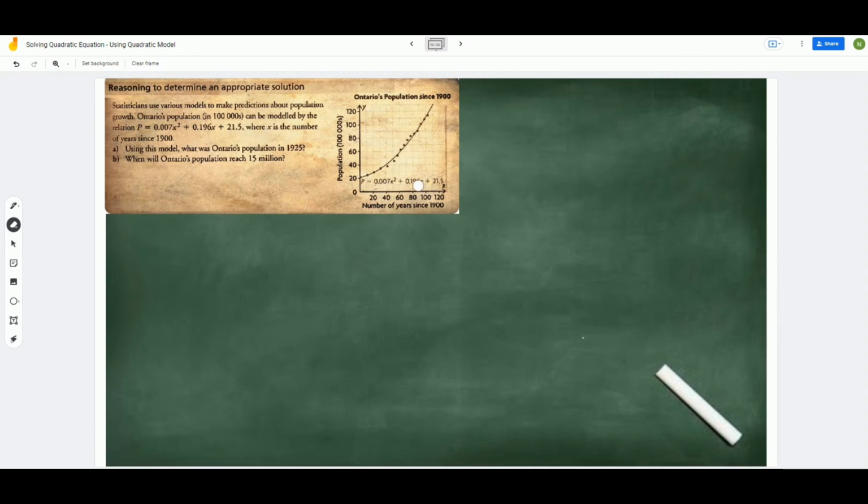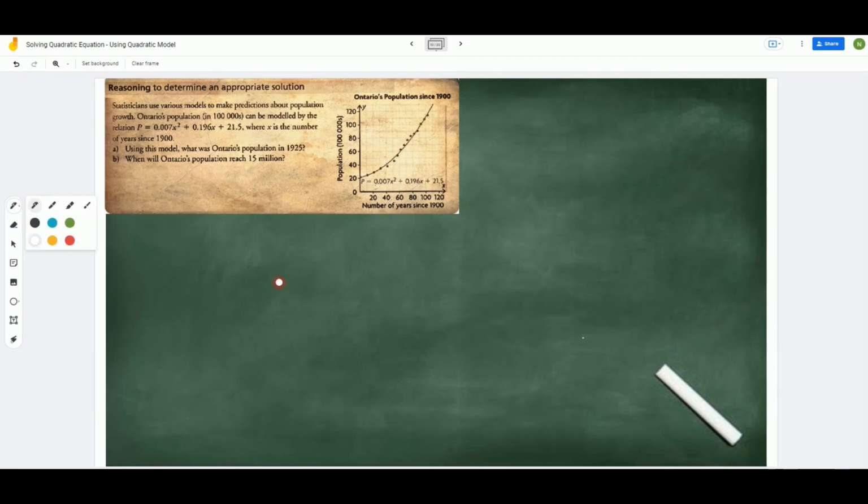This is the relation between population and the number of years. Look at the graph. This is Ontario's population since 1900. The x-axis represents the number of years since 1900, and the y-axis represents population in 100,000s. This start here is 1900, where the population looks like about 100,000. Okay, let's do it.